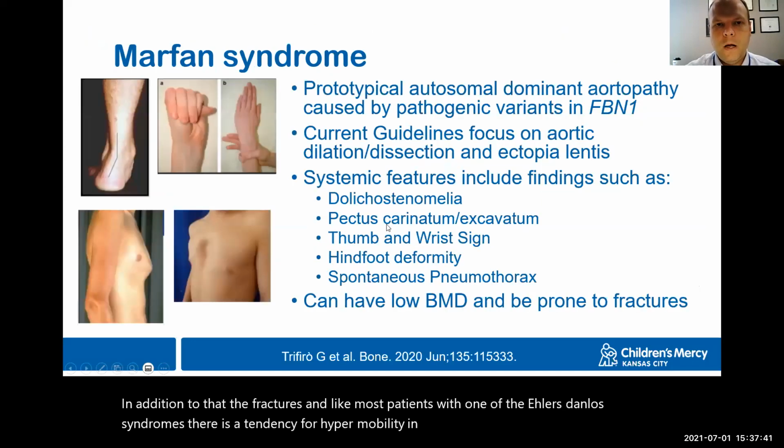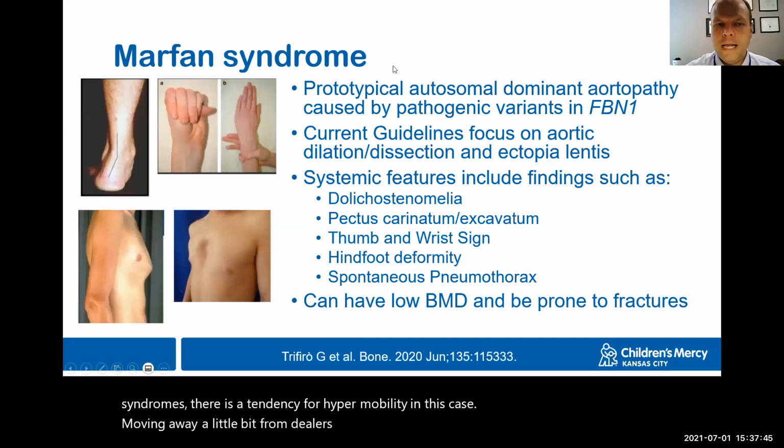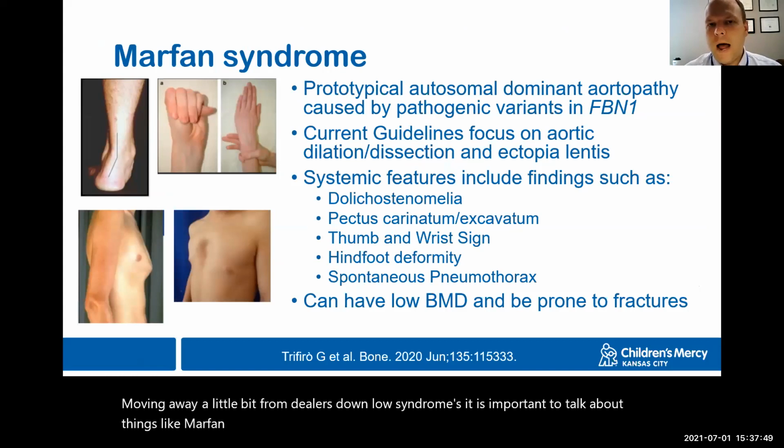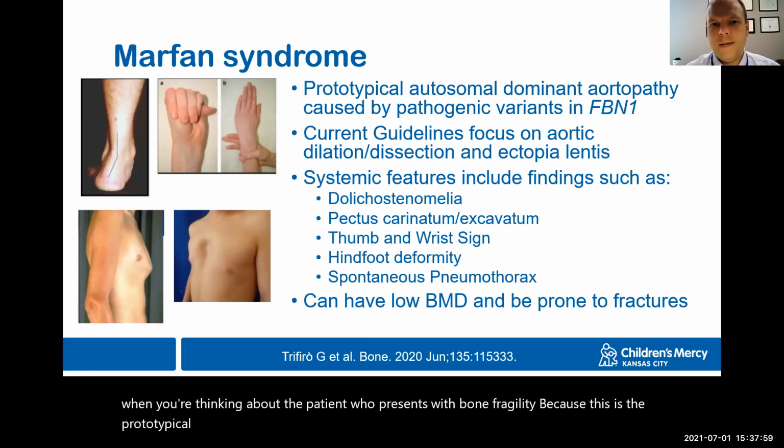Moving away a little bit from the Ehlers-Danlos syndromes, it is important to talk about things like Marfan syndrome, which you may not necessarily automatically go to when you're thinking about the patient who presents with bone fragility, because this is the prototypical autosomal dominant aortopathy.